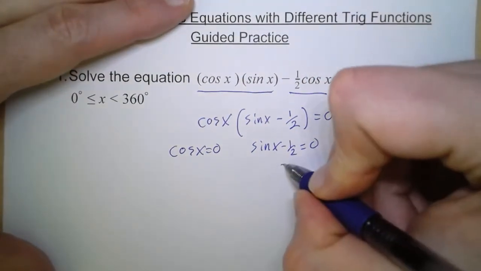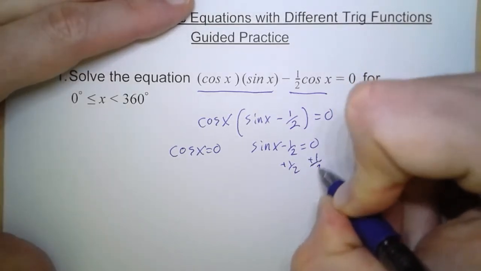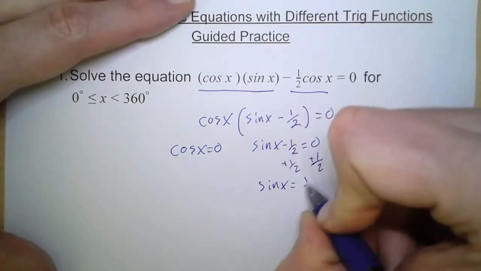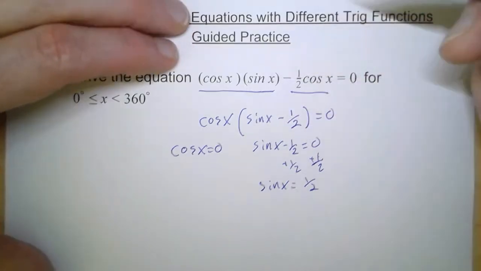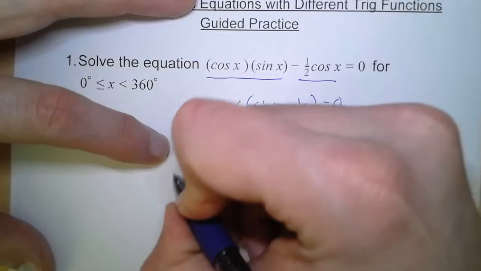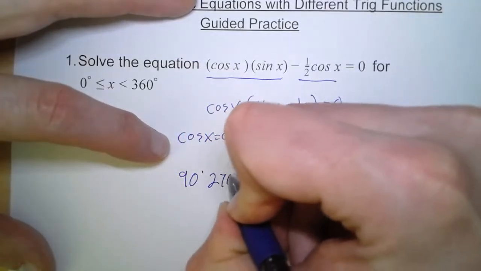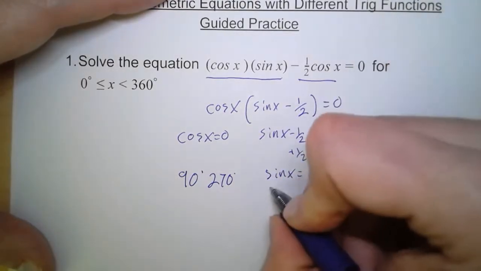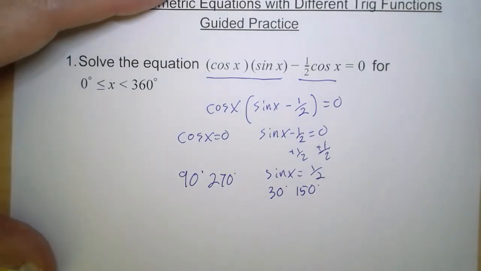Now over here we can solve by adding 1/2 onto both sides. So sine of x equals 1/2. And then using our unit circle, we can find when cosine is 0. Well, cosine is 0 at 90 degrees and at 270 degrees. And sine is 1/2 at 30 degrees and 150 degrees.